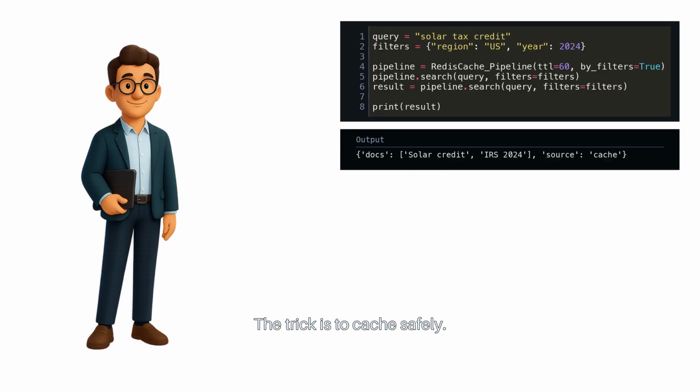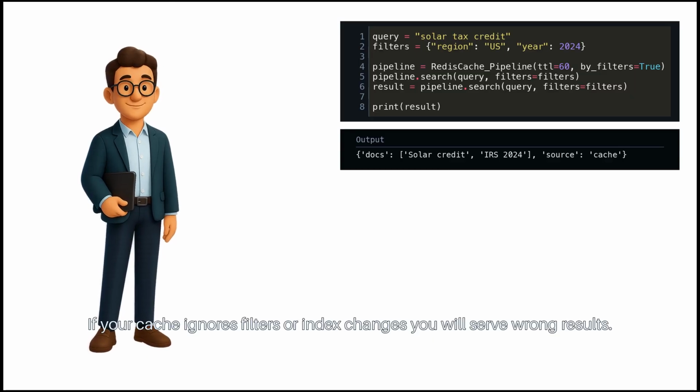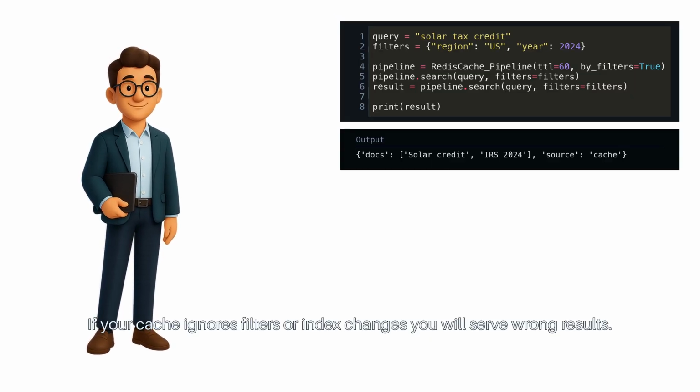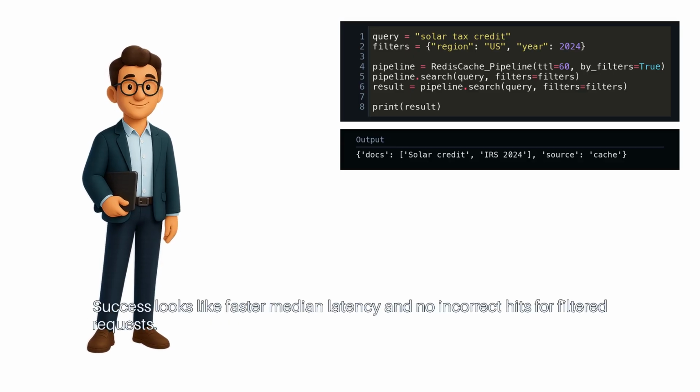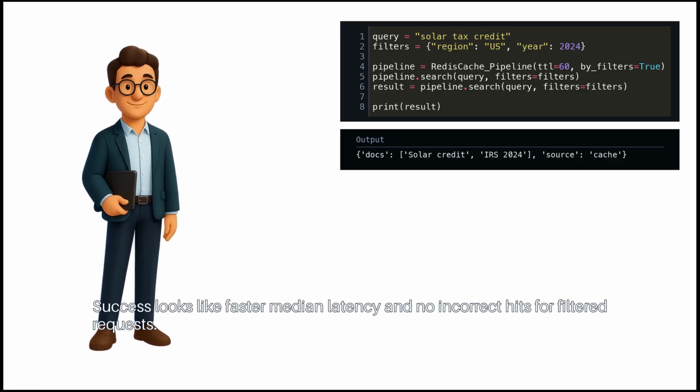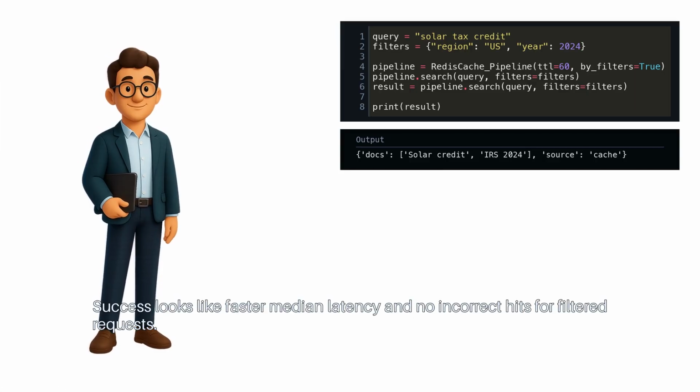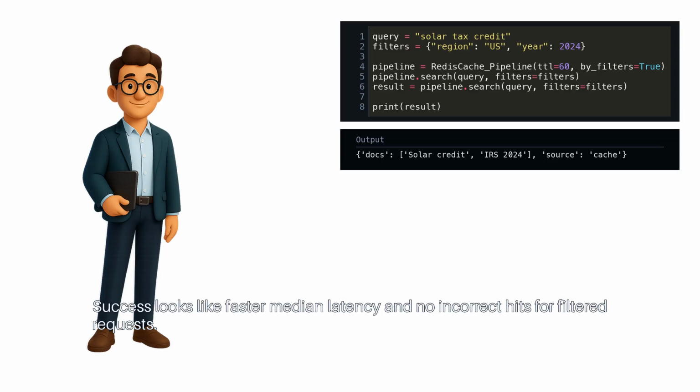The trick is to cache safely. If your cache ignores filters or index changes, you will serve wrong results. Success looks like faster median latency and no incorrect hits for filtered requests.